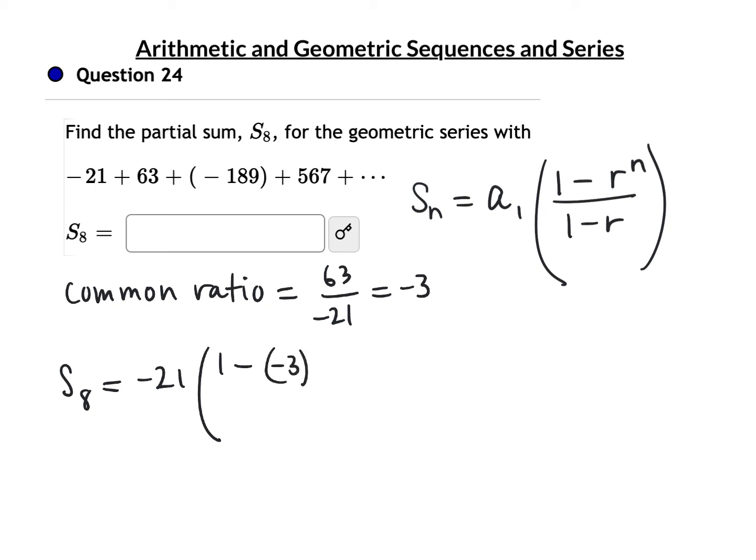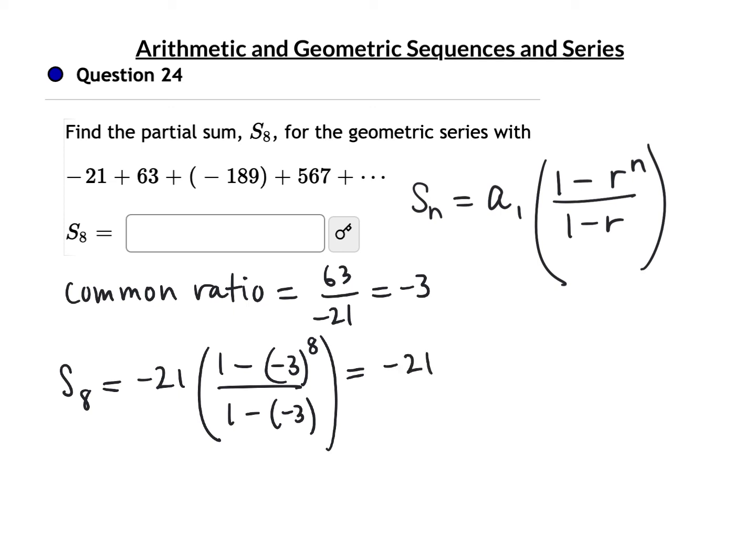negative 3 to the power of n. And we are adding 8 terms, divided by 1 minus negative 3. Careful with your parentheses. You could easily miss this just by typing it in wrong.